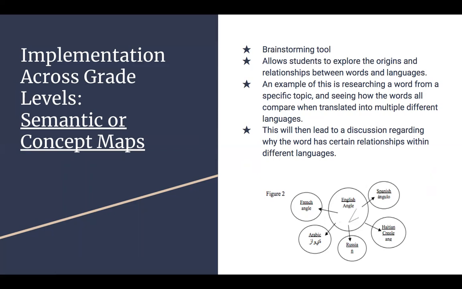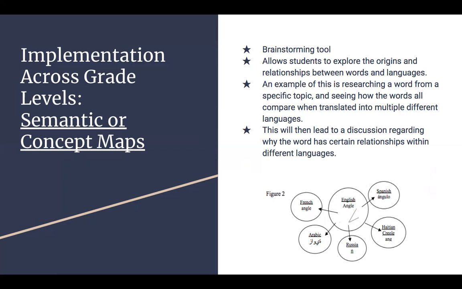So this is really just showing how many different languages are being compared in this tool. So, like I said, it's being compared with French, Spanish, Arabic, Russian, and Haitian Creole. So an example of this is researching a word from a specific topic and seeing how the words all compare when translated into multiple different languages.